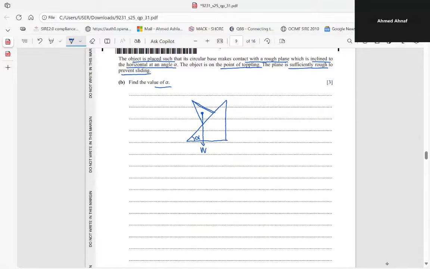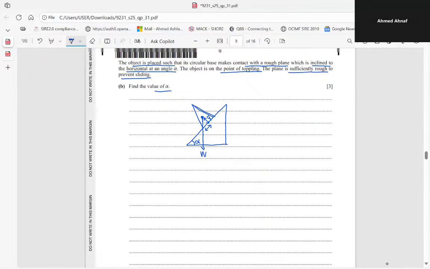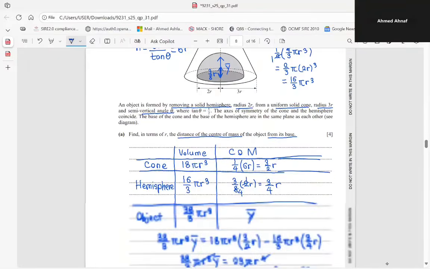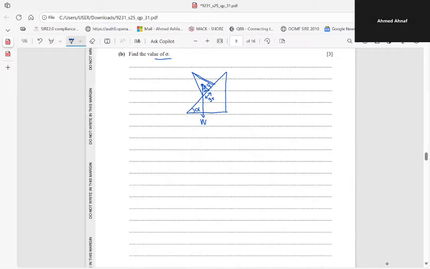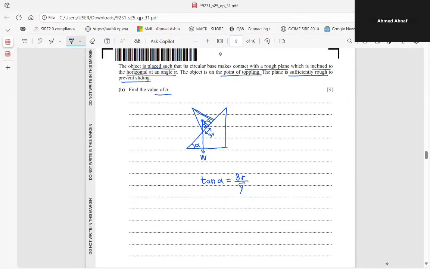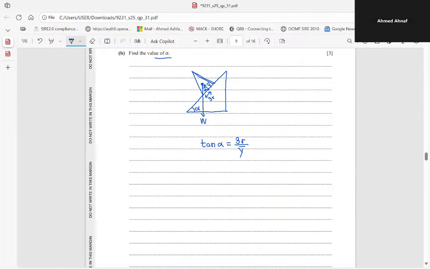Okay, right. So we know the distance of this. This is just y bar, and this one, from the center to the edge, is just 3r. And this angle here is alpha. So we can make a simple trigonometric equation: tangent alpha is equal to opposite, which is 3r, over y bar. So this is 3 divided by y bar.